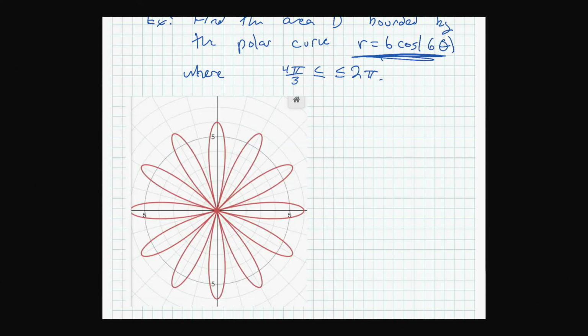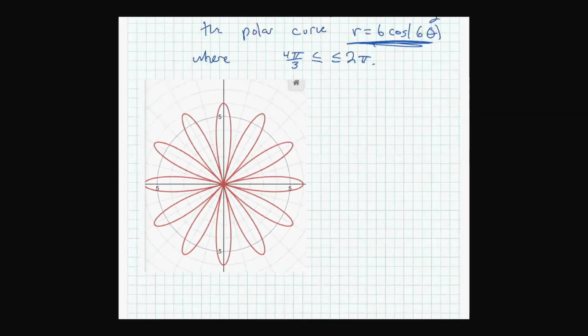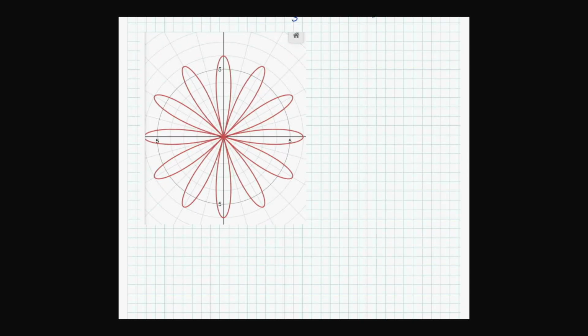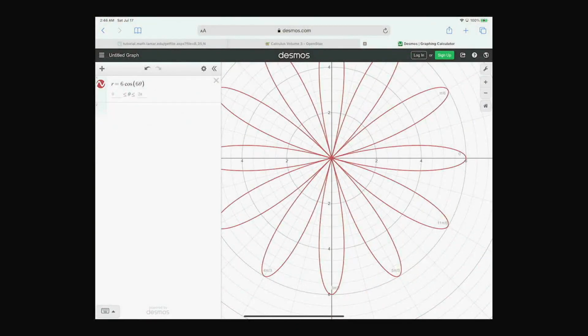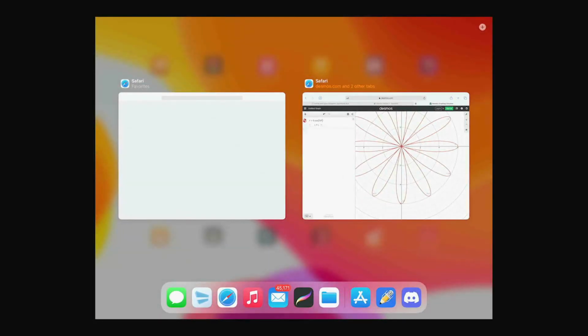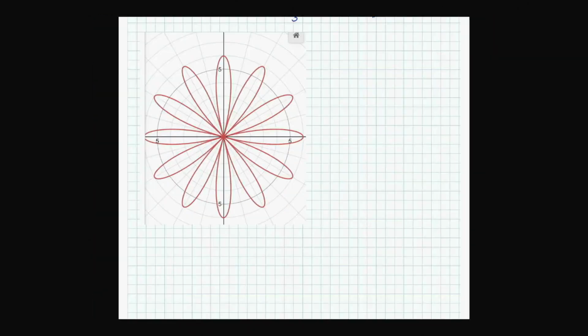So we graphed that, right? And if you were going to talk about what the area is, so they said between 4 pi over 3 and 2 pi. So that's actually kind of a little bit of a weird area if you think about it, right? I did crop too much. I believe this is 4 pi over 3.